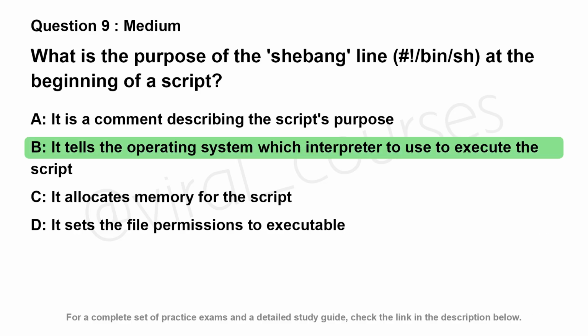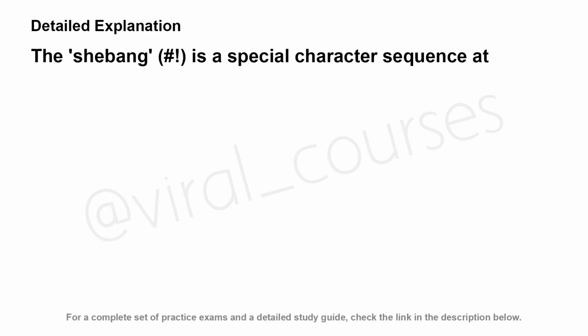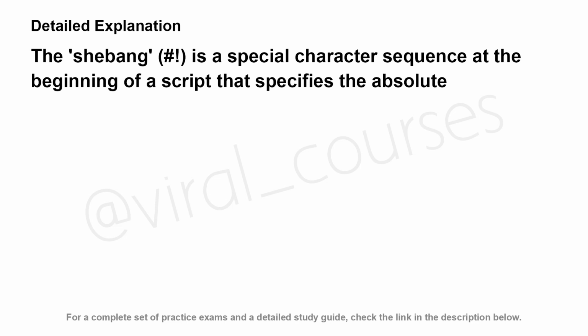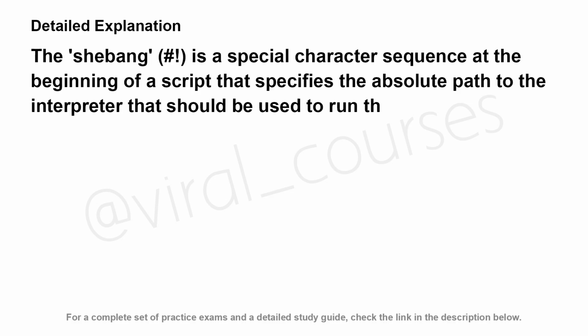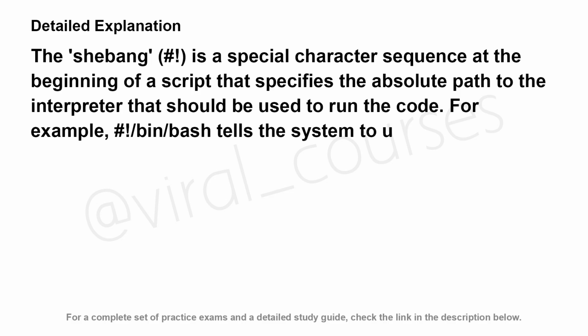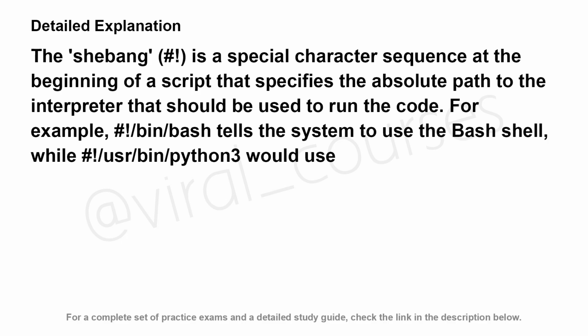The correct answer is B. The shebang (#!) is a special character sequence at the beginning of a script that specifies the absolute path to the interpreter that should be used to run the code. For example, #!/bin/bash tells the system to use the bash shell, while #!/usr/bin/python3 would use the Python interpreter.